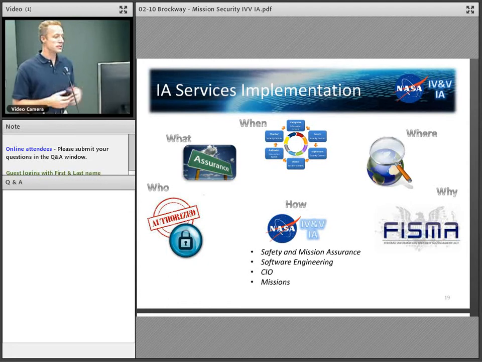I've given some examples, and IV&V works in conjunction with our safety and mission assurance capabilities, our software engineering folks, our chief information officers, both from a headquarters as well as center perspective, and the missions themselves to help them succeed in selecting, implementing, and testing security controls throughout the life cycle in order to meet the particular mission objective, and that's the key goal: not simply compliance, but to meet a mission objective.